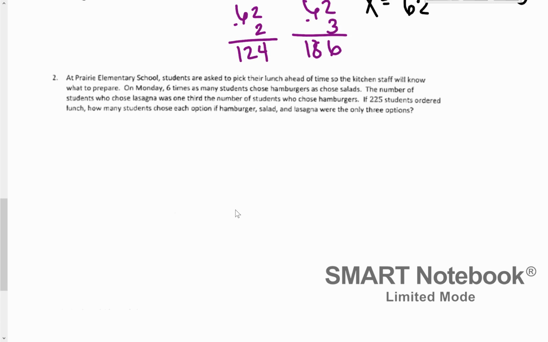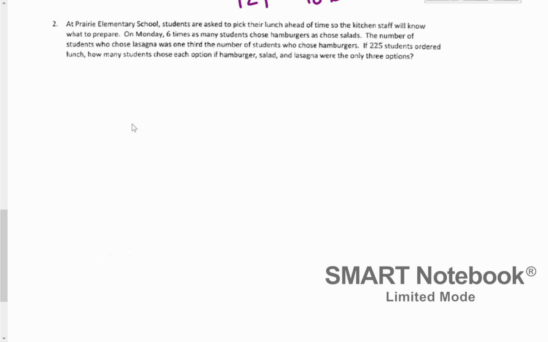All right, so at this time, hopefully we have this problem done. We are just checking our answer. At Prairie Elementary School, students are asked to pick their lunch ahead of time so the kitchen staff will know what to prepare. Monday, 6 times as many students chose hamburgers as salads. The number of students who chose lasagna was 1/3 of the number of students who chose hamburgers. 225 students ordered lunch. How many chose hamburger, salad, lasagna?